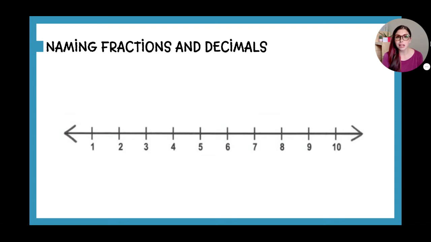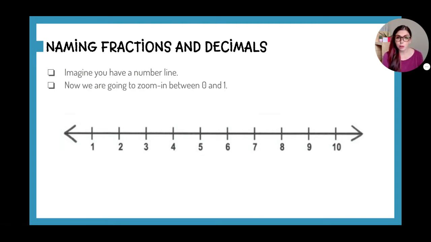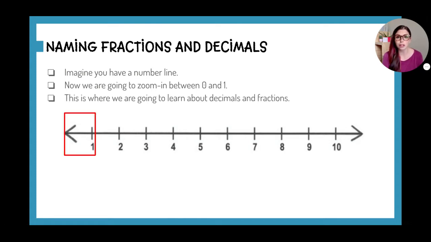So let's pretend that we have a number line, as you can see on the screen. Now, number lines, because they have arrows, go on forever in both directions, both the left and the right, meaning there are numbers on this number line greater than 10 and numbers on this number line that are less than 1. We, for the purpose of decimals and fractions, are going to zoom in on this number line between the 0 and the 1. And I am going to put a red box around it so you can see what I'm talking about. And this is going to be the area that we are going to primarily focus on when naming today's decimals and fractions.